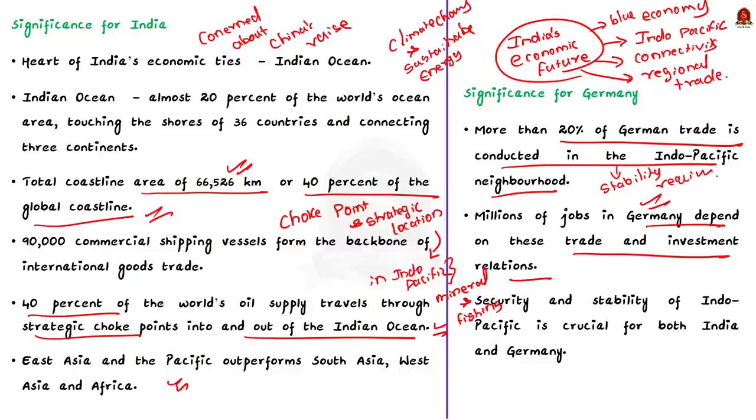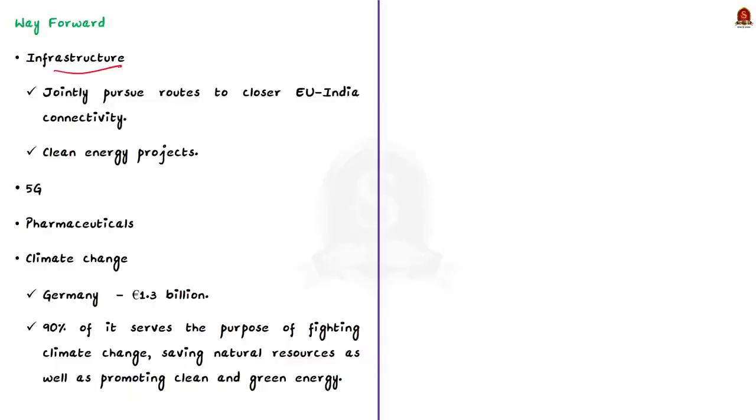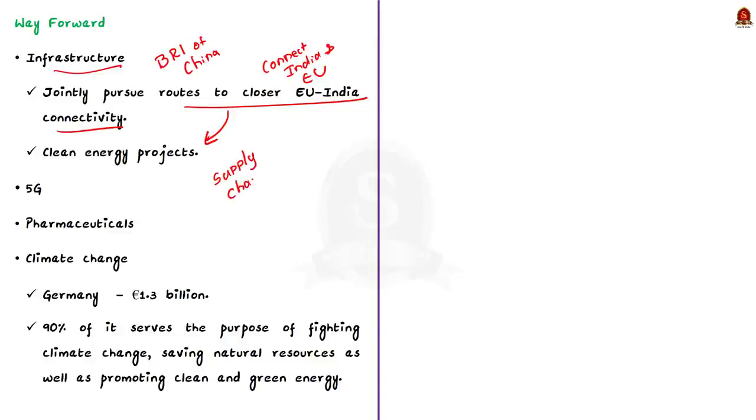Other than the Indo-Pacific, another urgent area of possible Indo-German cooperation is infrastructure. See, India is one of the few countries that has managed to consciously and deliberately stay out of the Belt and Road Initiative promoted by China. So, both Germany and India could pursue routes to connect India and the European Union via clean energy projects that both sides have a huge interest in. See, Germany also has concerns about unreliable supply chains, mainly after the pandemic and the lockdown-induced supply chain disruption. Germany also has concerns in key sectors such as 5G and pharmaceuticals.